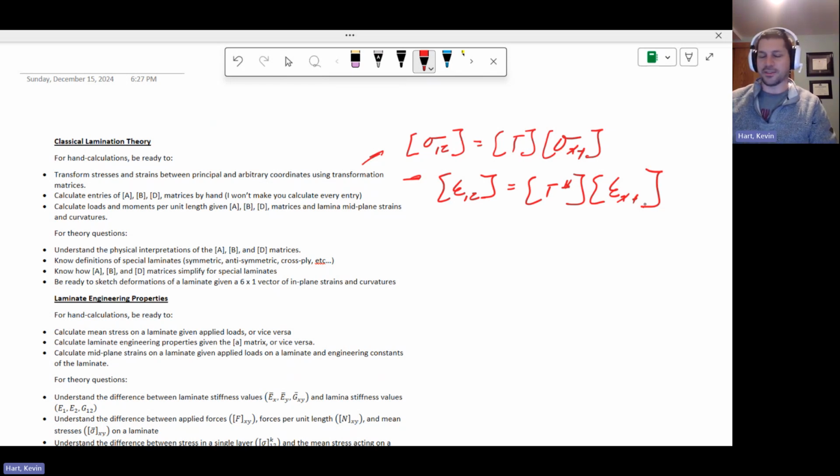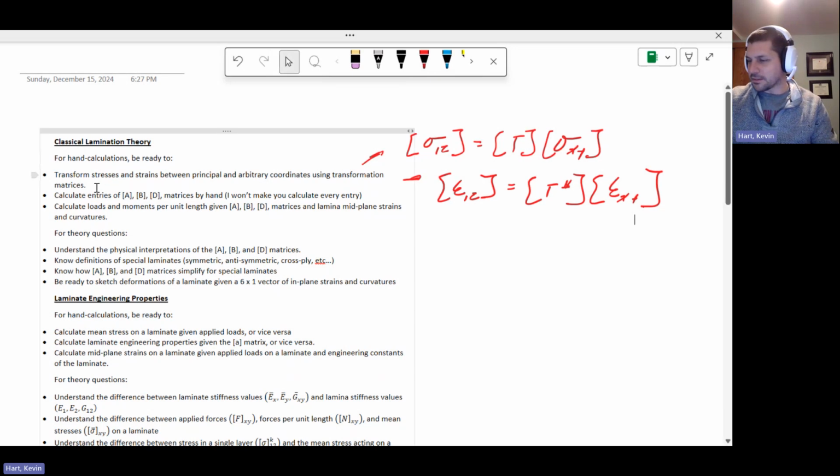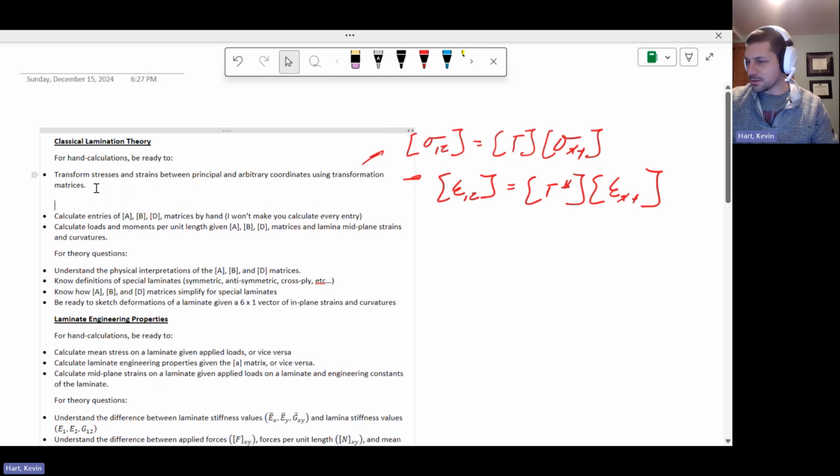So I want to know the stress of any one particular layer, and this is the way that we do that with the T and the T star matrices. Remember T and T star, they'll use the angle theta and cosines and sines of theta to get you to that. Okay, so next, you'll want to calculate entries of the ABD matrix.